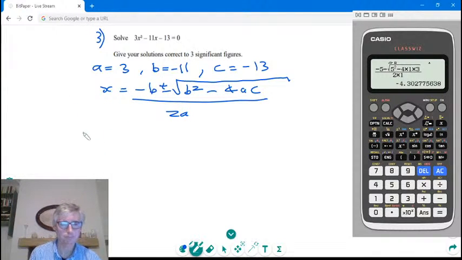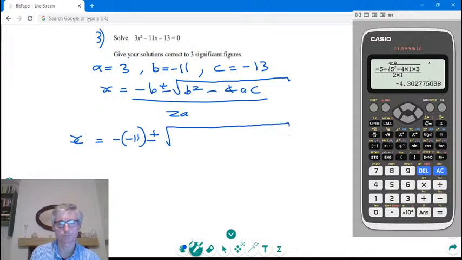And so we're going to get that x is equal to, now we've got to be very careful with negative signs, and so I'm going to put brackets in around the things I'm substituting in. So minus 11, although we might know that that's going to just give me positive 11 there. And then we've got square root of, and I'm going to put that in a bracket. So minus 11 squared.